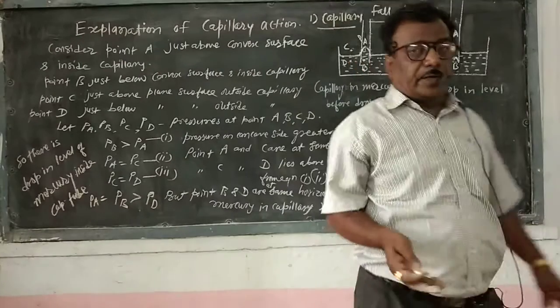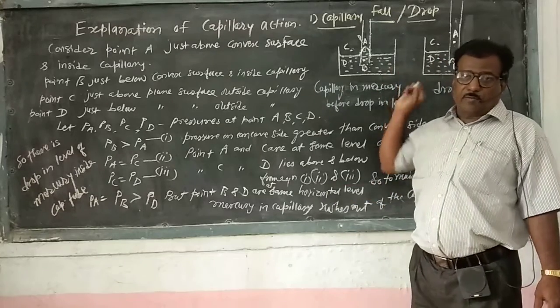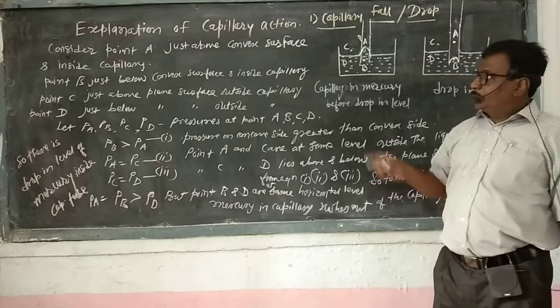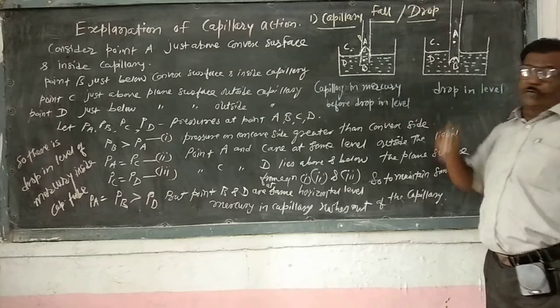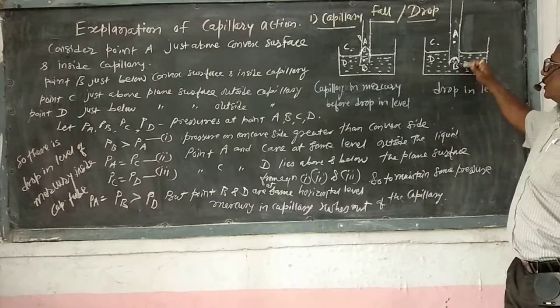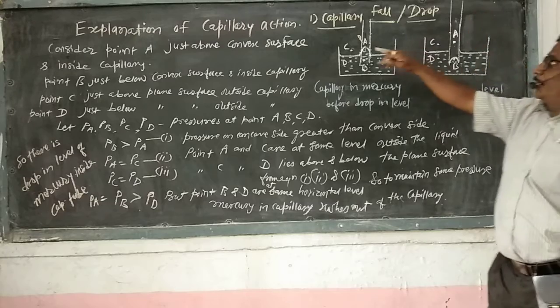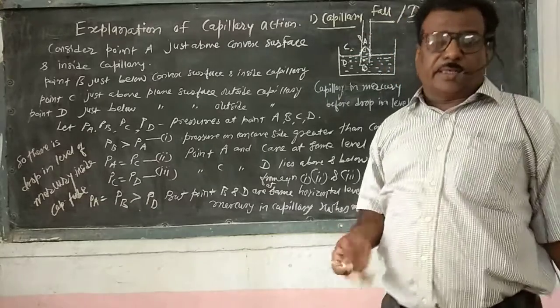Similarly, if the mercury is replaced by water, then what happens? Under the same conditions, the water level of the liquid rises. So the second case is capillary rise in water.